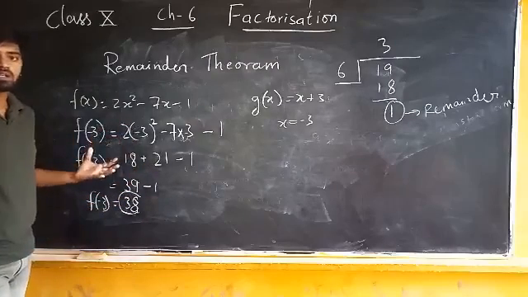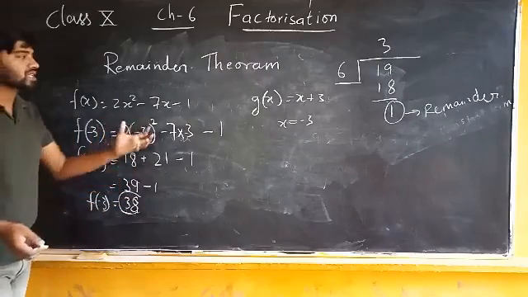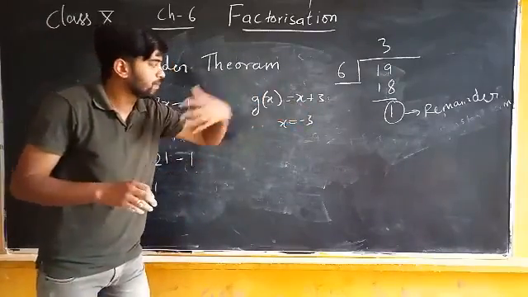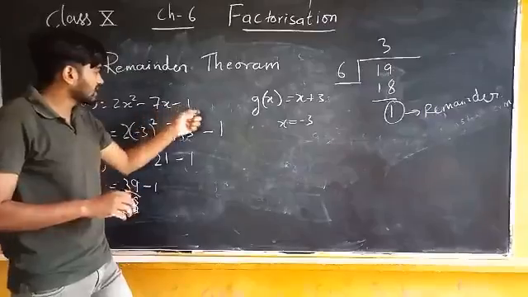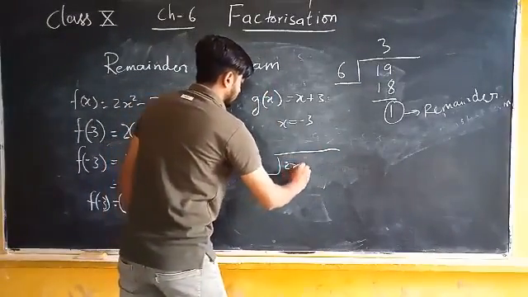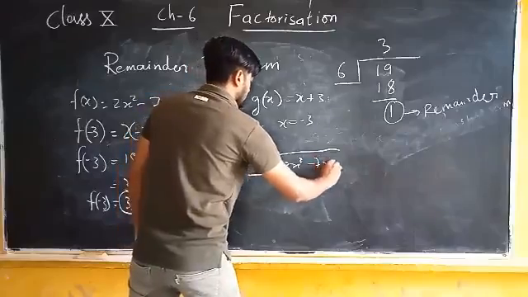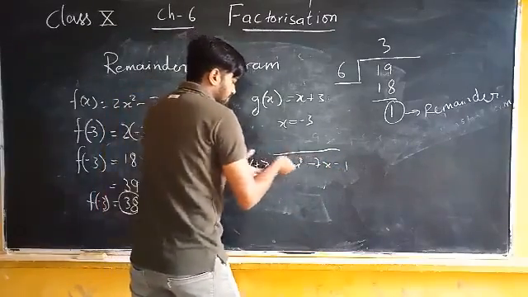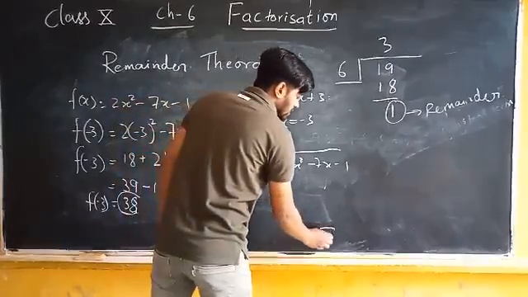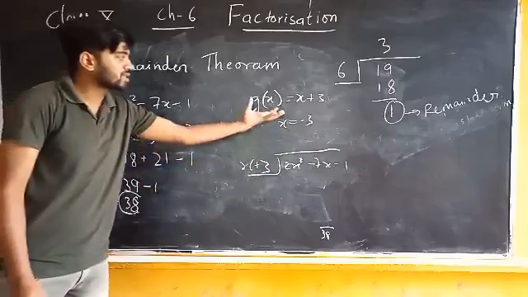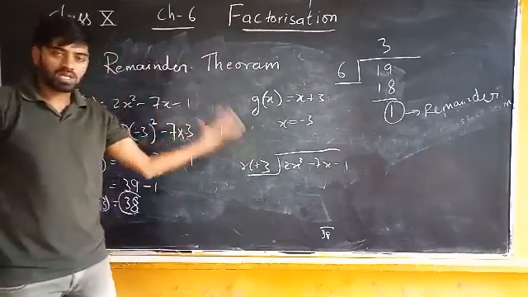You didn't divide, you didn't do anything. You just kept whatever needed to be outside and be divided. So this was inside like this, 2x square minus 7x minus 1, and this was outside. So when you divide this by this, then the remainder that is going to come at the end is going to be 38. You don't have to divide. So this is how it should be. Okay, the question will be like that.